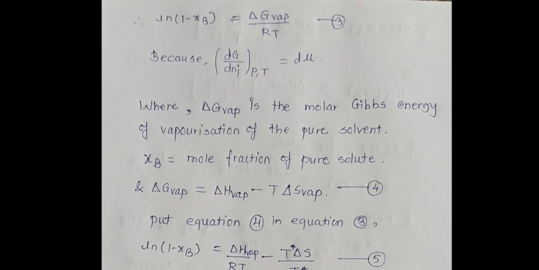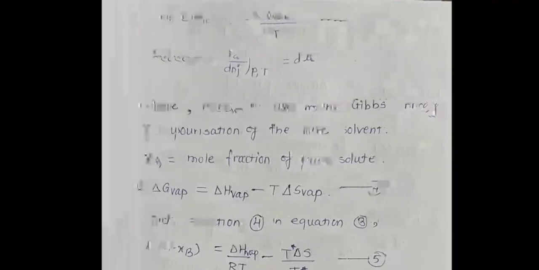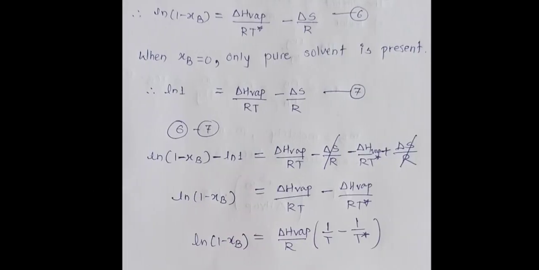So, T star and T star get cancelled. Here, R is remaining. So here in equation number 5, divided by RT to both terms: delta H vaporization divided by RT minus T delta S divided by RT. Here, R is remaining by mistake. So you can write here R in equation number 5 at the place of T star. You can write RT star. So, ln of 1 minus XB is equal to delta H vaporization divided by RT star minus delta S divided by R. Because here T star gets cancelled, only delta S upon R will remain. So, this is our equation number 6.